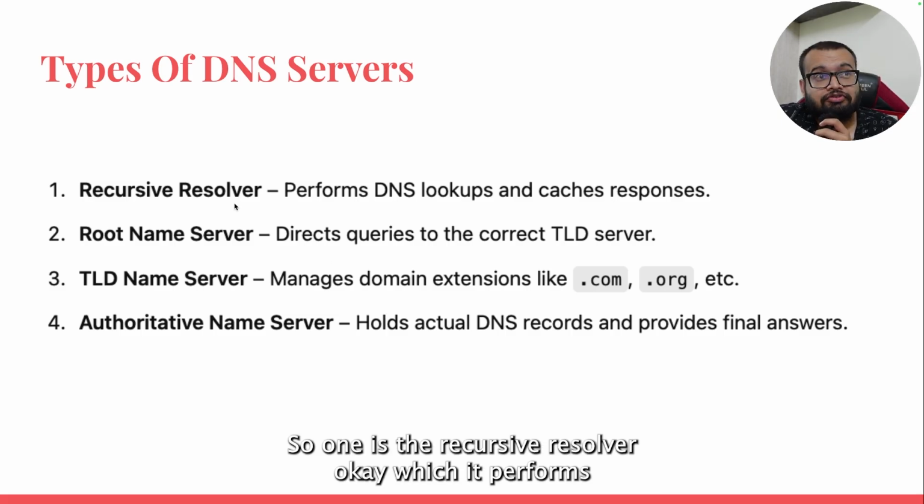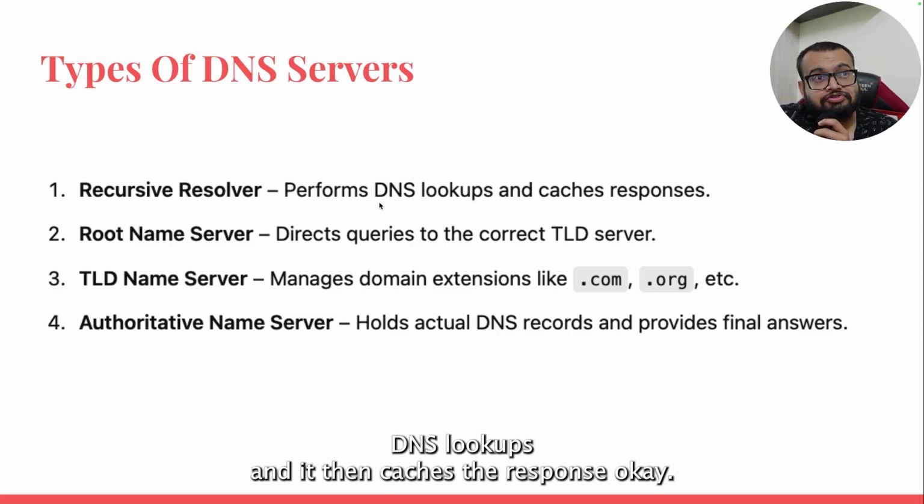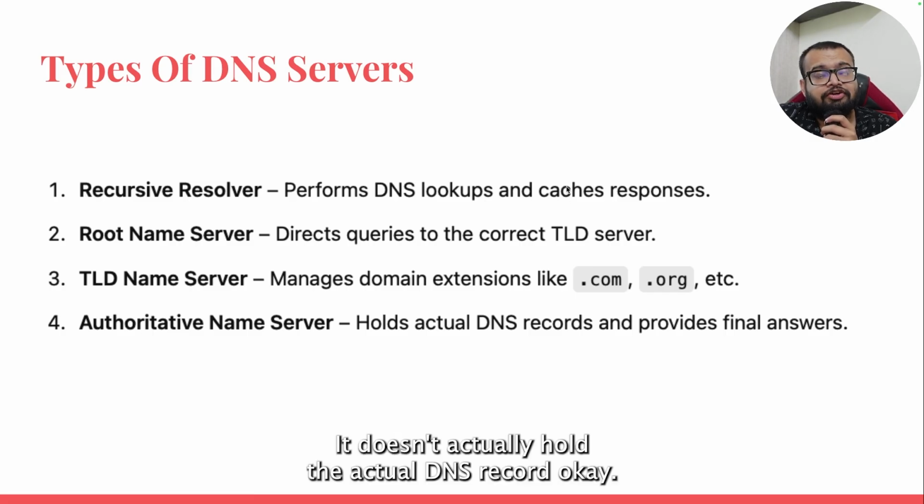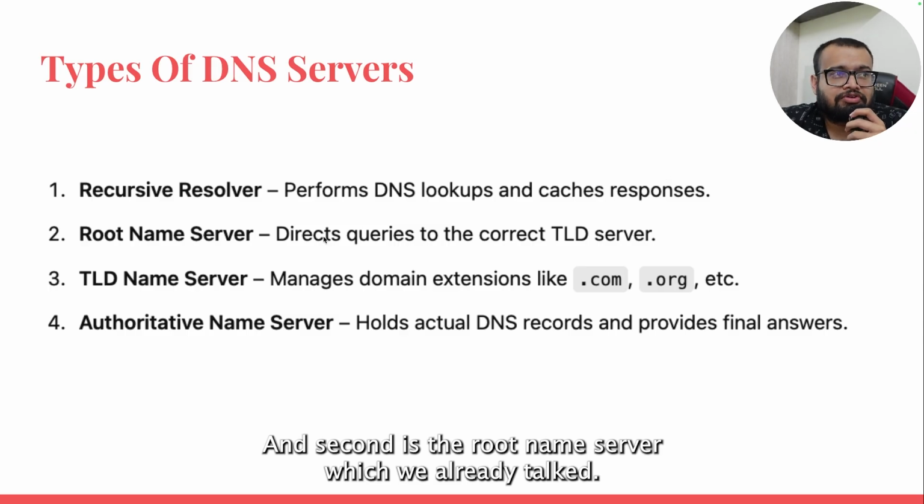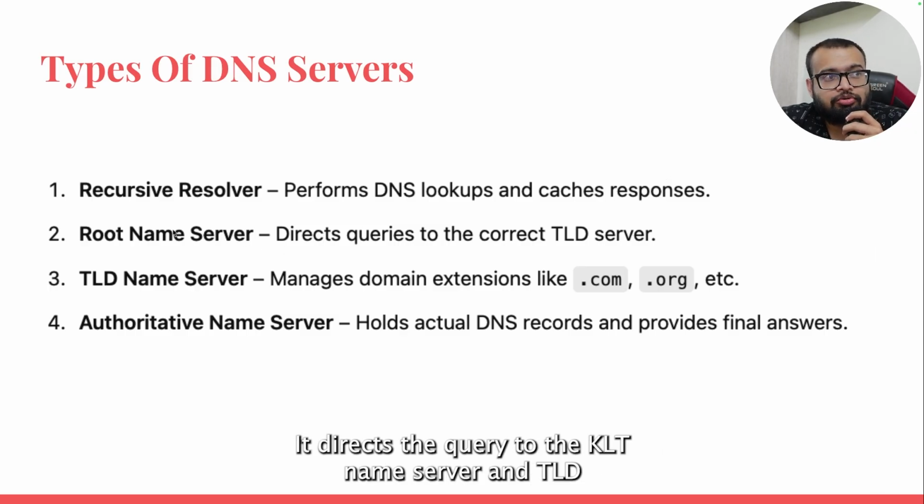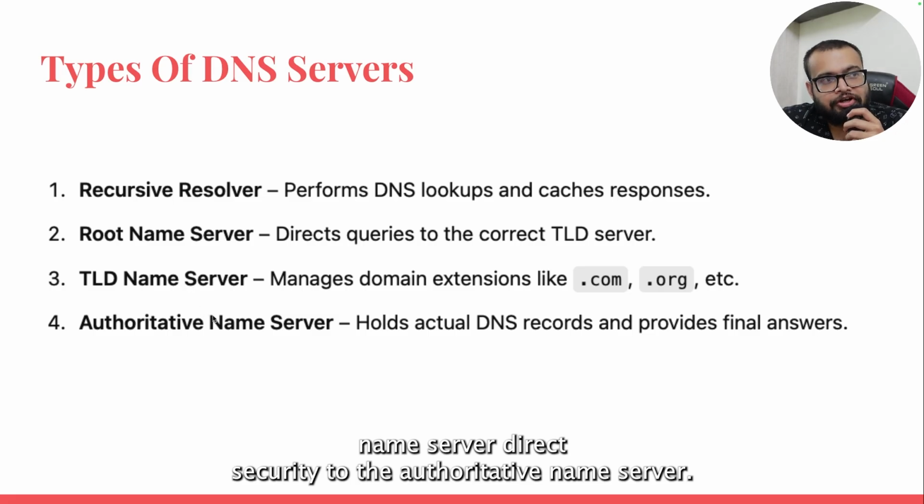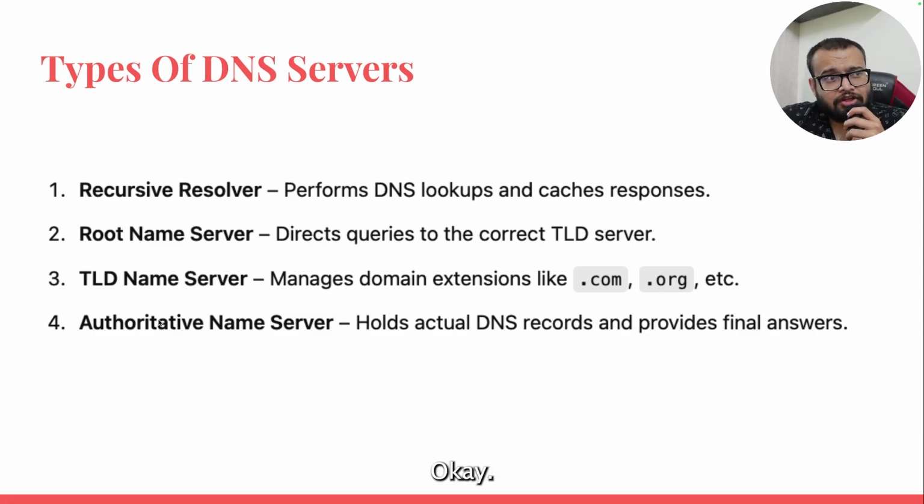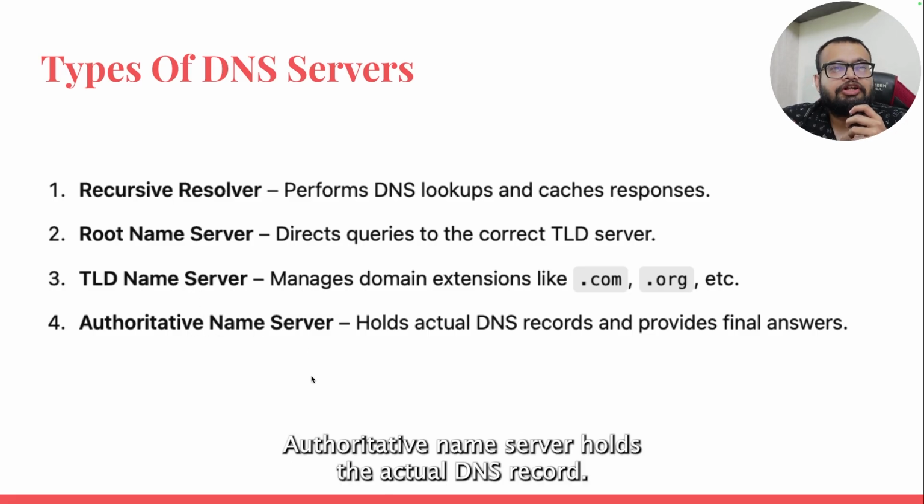So what are the types of DNS servers? One is the recursive resolver, which performs DNS lookups and then caches the response. It doesn't actually hold the actual DNS record. Second is the root name server, which we already talked about. It directs the query to the TLD name server, and the TLD name server directs the query to the authoritative name server. The authoritative name server holds the actual DNS record.